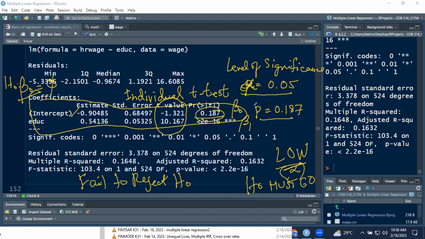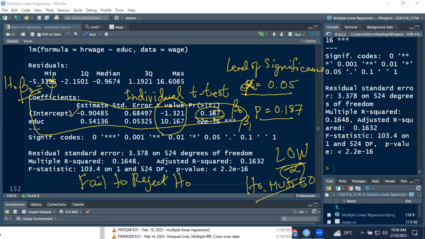0.187 yung probability. We benchmark it with the alpha, which is 0.05. Since si p-value hindi siya lower than 0.05, hindi natin pwedeng i-reject yung null hypothesis. Okay, let me repeat. The t-value for the intercept is negative 1.321, and it has a corresponding p-value of 0.187.